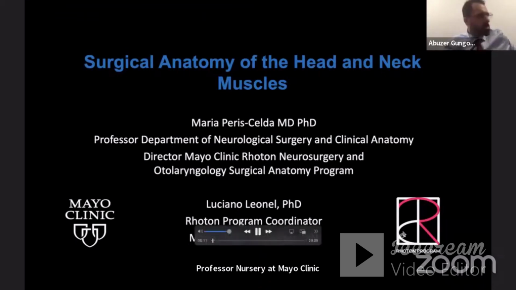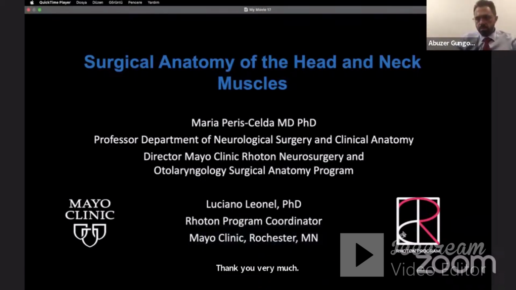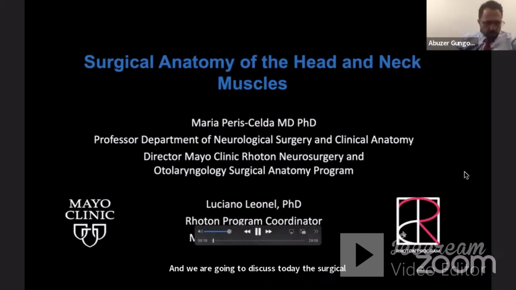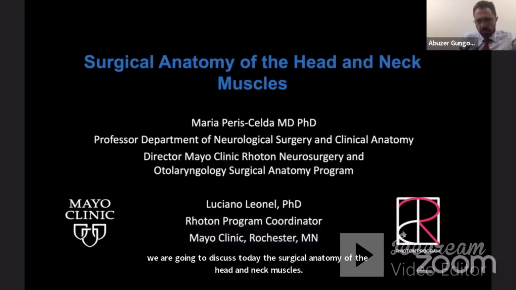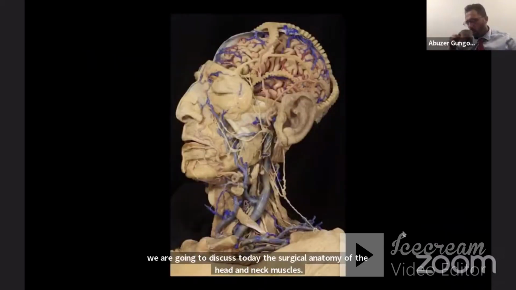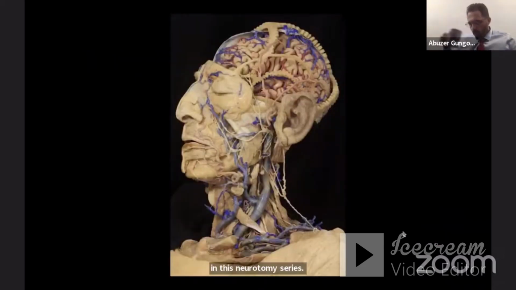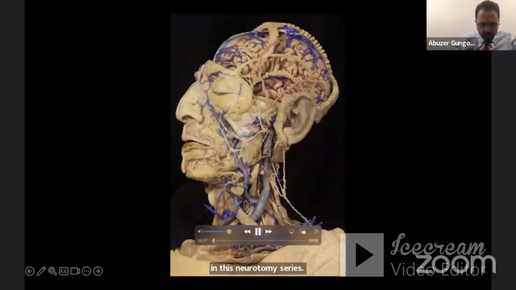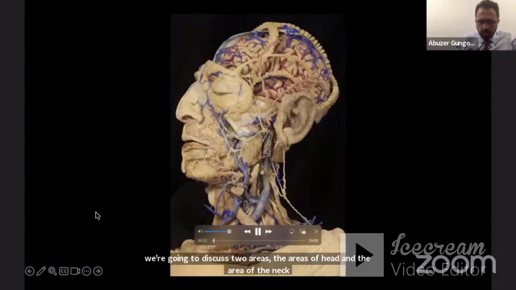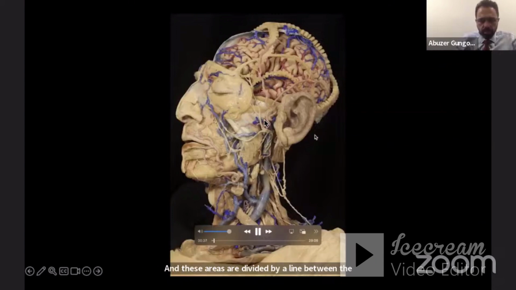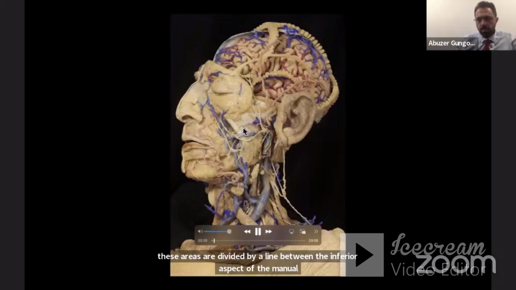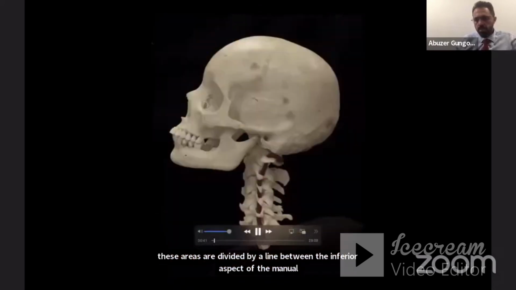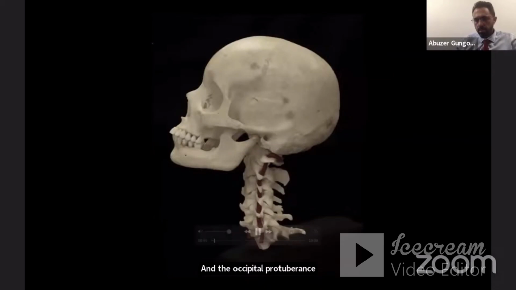Thank you very much. We are going to discuss today the surgical anatomy of the head and neck muscles in this Neuroanatomy series. And we're going to discuss two areas, the area of the head and the area of the neck. These areas are divided by a line between the inferior aspect of the mandible and the occipital protuberance. And this is the osseous structure, the cranium.